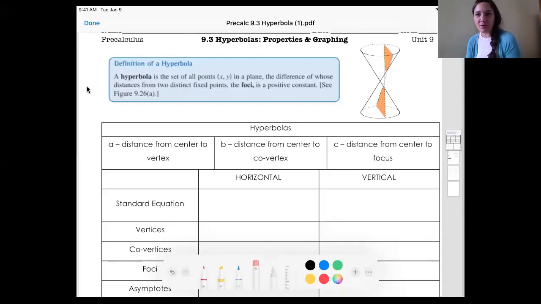Today we're going to be learning about hyperbolas. We're going to learn about all of their properties, their features, and then how to graph them. All right, so I have here the definition of a hyperbola that your book gives.